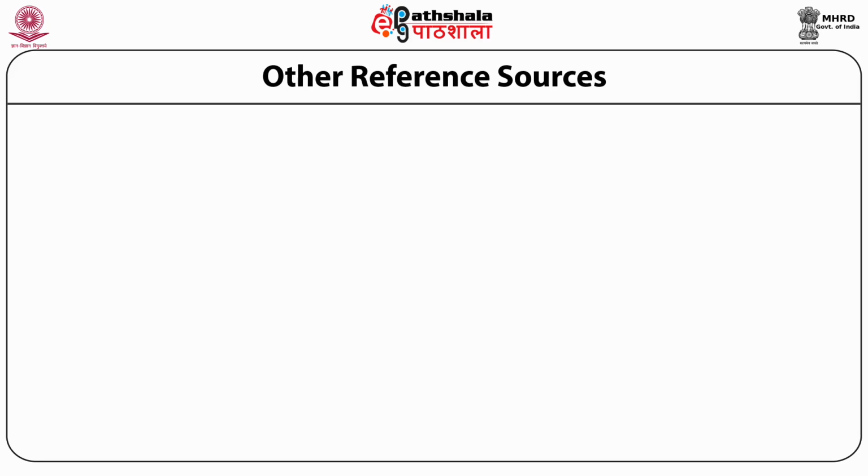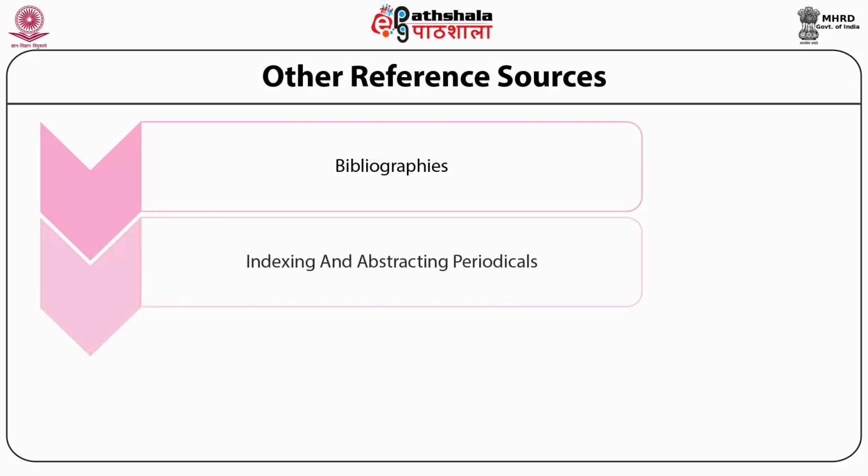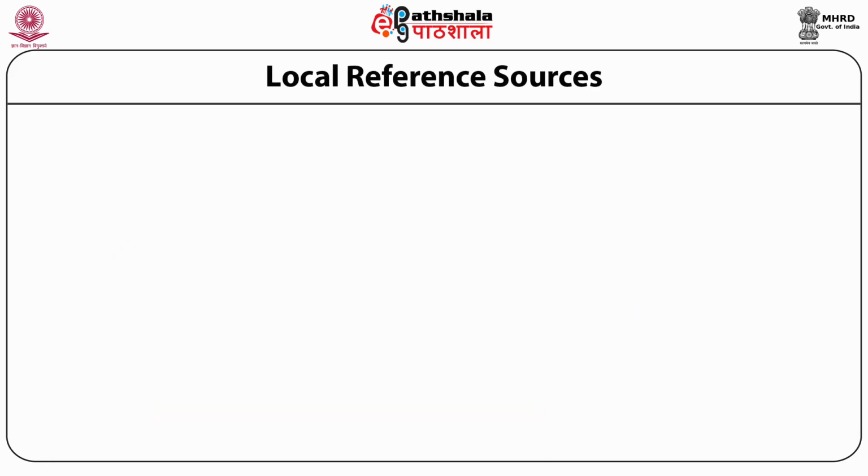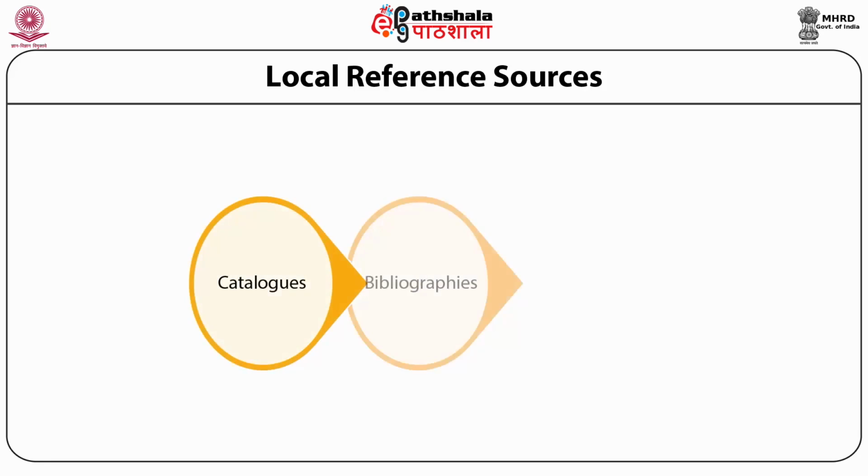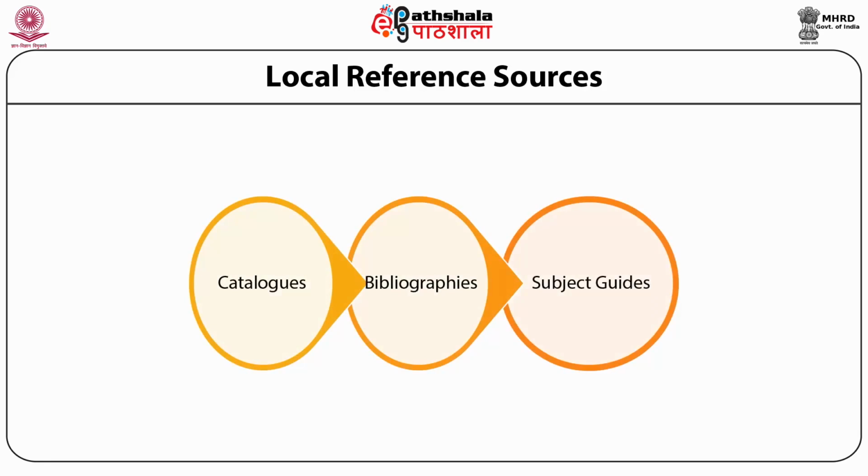Other reference sources. This group includes bibliographies, indexing and abstracting periodicals, and databases, which are used for locating original information on a given subject or topic. The third category is local reference sources such as catalogs, bibliographies, and subject guides, which are developed by individual libraries and are used as reference tools for facilitating access to local resources of the library.